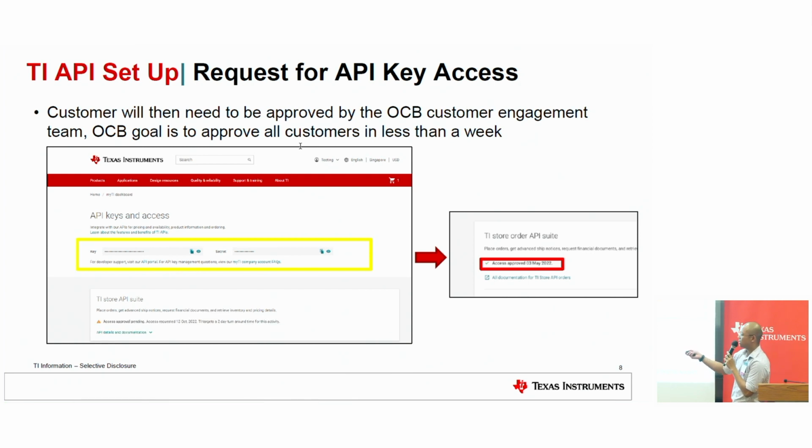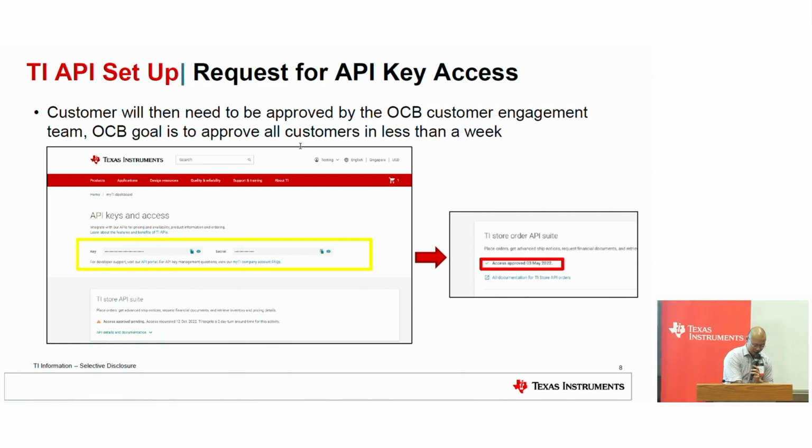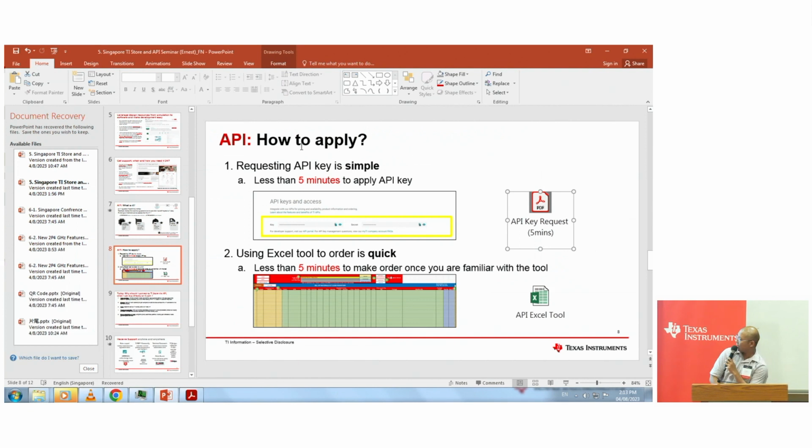So why do we need this API key? You can imagine it as an authentication. When you want to go directly into the TI system, you need a verification badge. This is to ensure that you are a genuine customer, and with this you'll be able to access our TI system. Once you have applied for an API key, the next thing is to start ordering with the API.